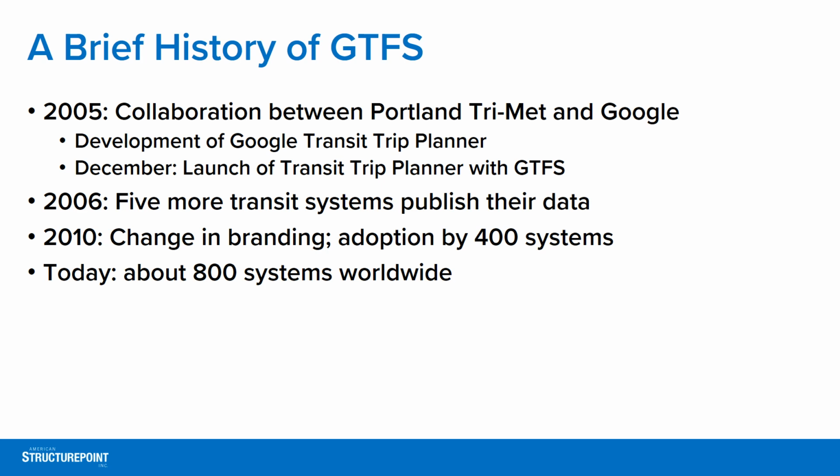It started to be more widely adopted, slowly at first, but then it took off. Now, it used to be called the Google Transit Specification, Google Feed Transit Specification. In 2010, they changed the word Google to General, and that has stuck ever since.